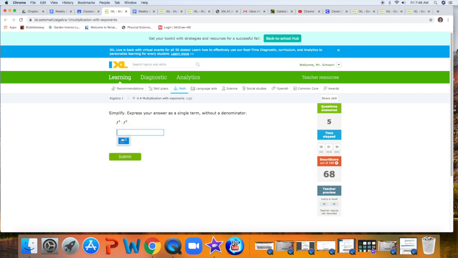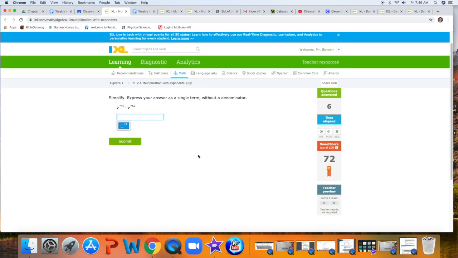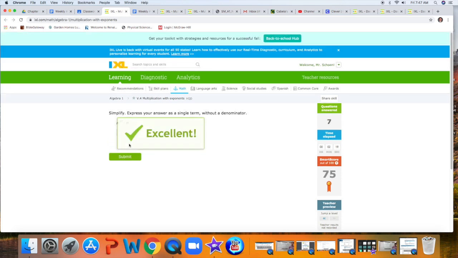Got it right. Anything plus 0 is f to the 6th, going to remain the same. I jump another level, or if I take a look at another example of a negative problem, I've got v as the base. They are the same sign, so same sign sum. 47 plus 62, keep it negative. 47 plus 62 is 109. Check if we got that right. Excellent.